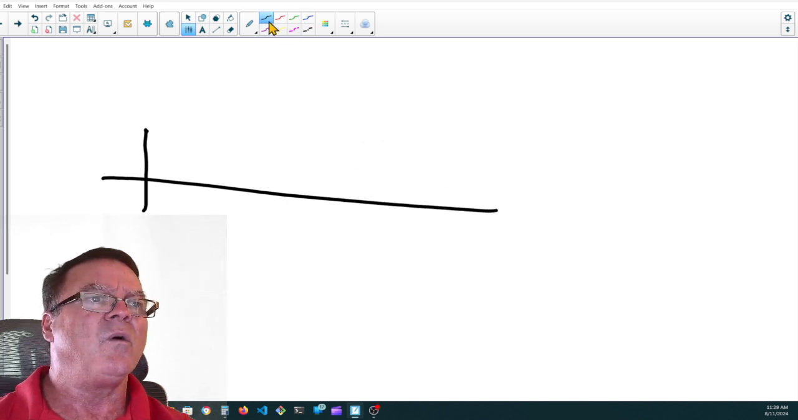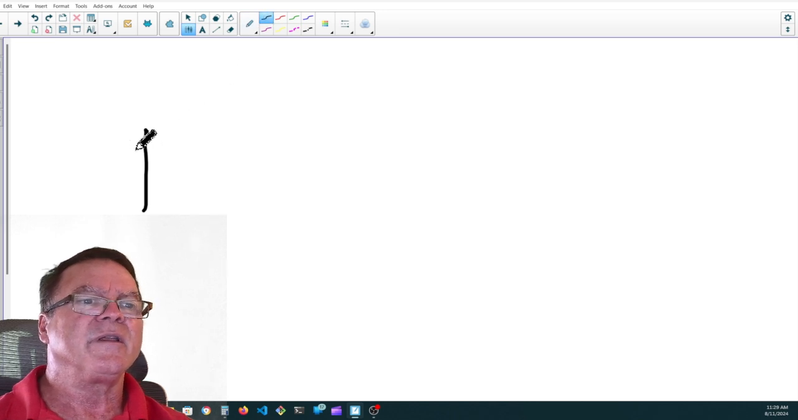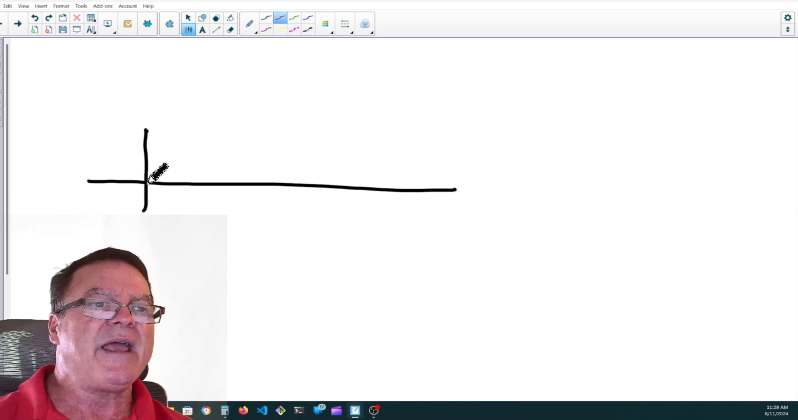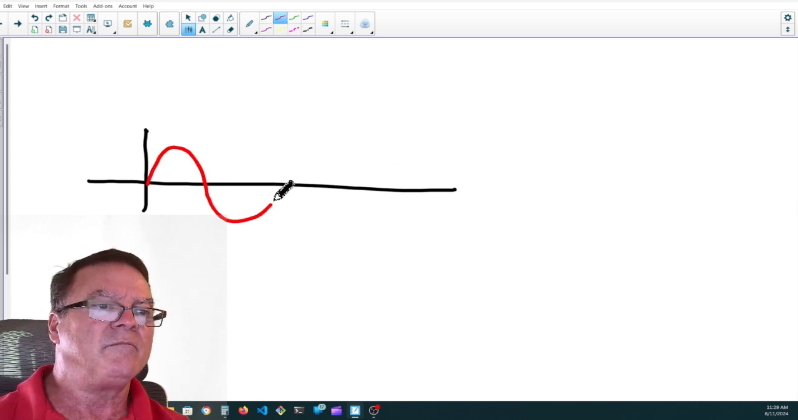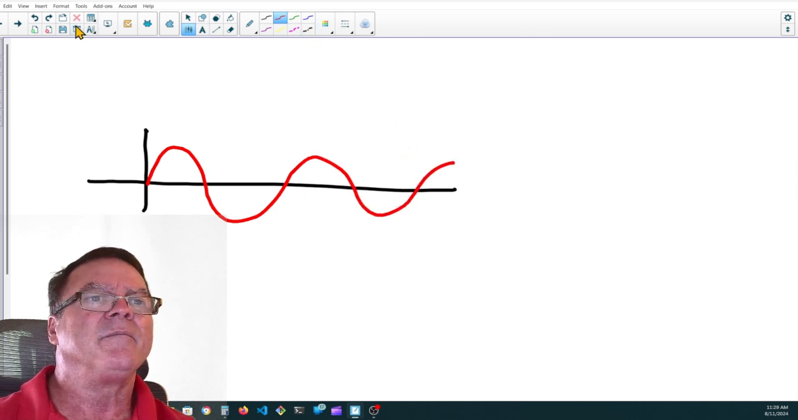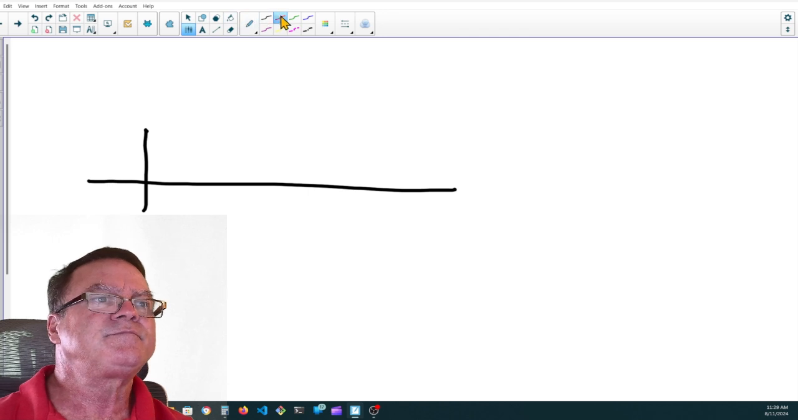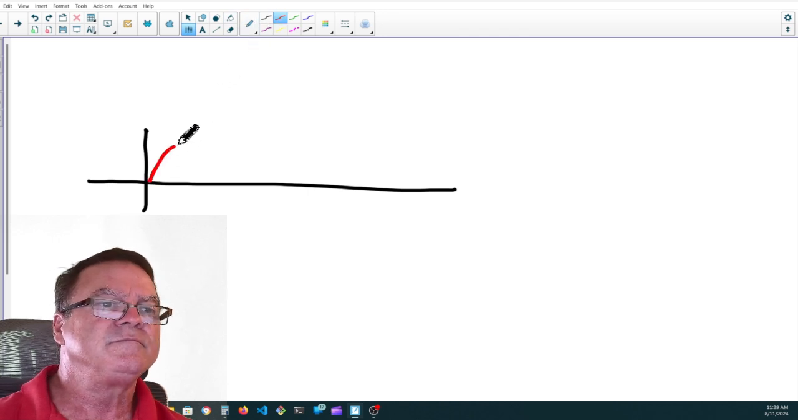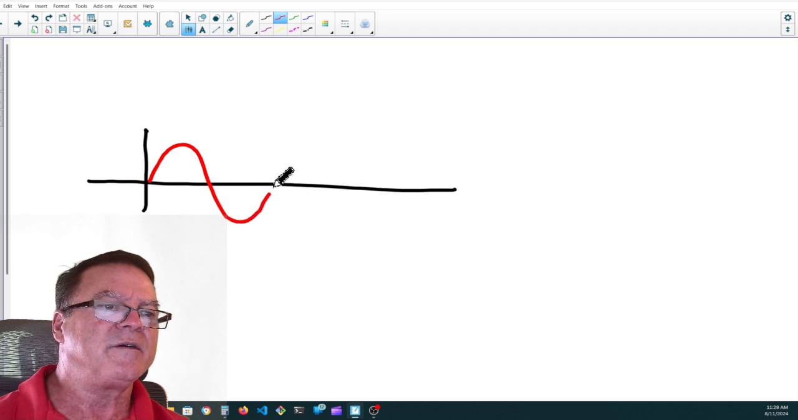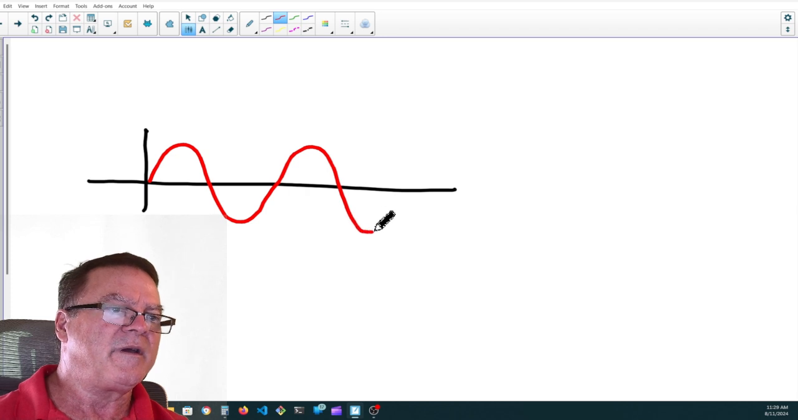Oh, that's horrible. Let me try that again. Why am I not getting straight lines today? I just can't seem to get my board set up. So here's my AC waveform. Oh, that's horrible. Gee whiz. I guess if I slow down and I think about what I'm doing, maybe I can do a little bit better.